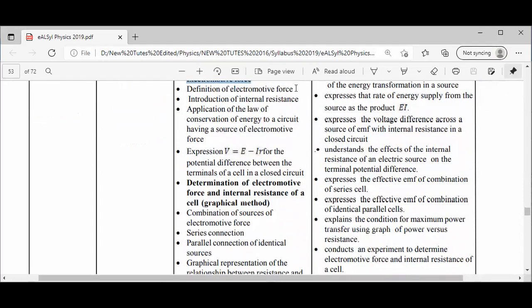Definition of electromotive force, I have given it already. Introduction, internal resistance, I have given. Application of laws of conservation of energy. A circuit having sources of force. Actually, that is what we have learned under this part. So we have indirectly learned this part in Kirchhoff laws.